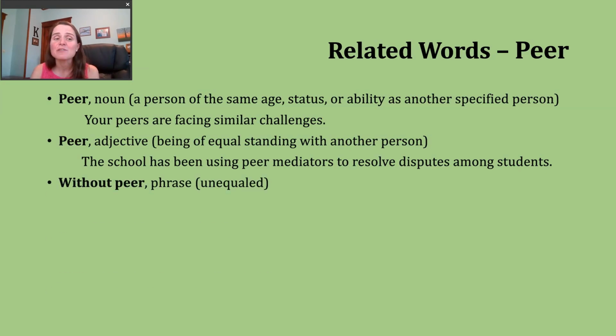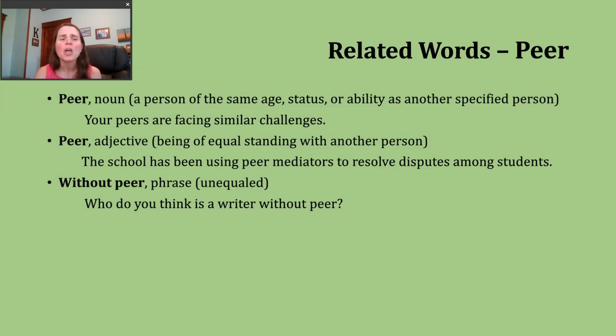Now, a phrase you might encounter is without peer. It just means unequaled, right? So we're not talking about someone that has equal standing or the same status or the same ability. An example of this in a sentence might be, who do you think is a writer without peer? So we're really thinking of kind of the best. Who do we think is just so phenomenal, so much better than any other writers?